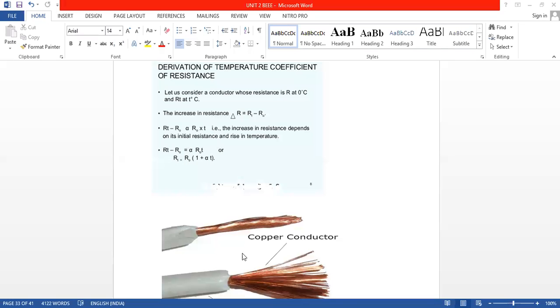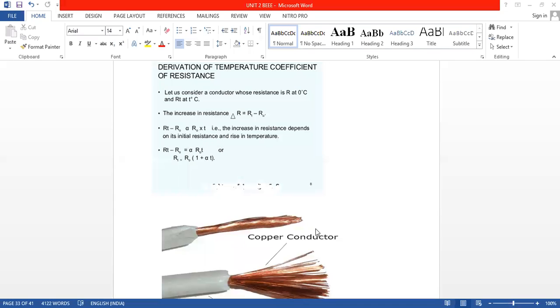So how do we start the derivation? Let us consider a conductor. The initial resistance at 0 temperature is R0, and at the new temperature after a certain period of time the resistance is Rt. So the change in resistance delta R is equal to Rt minus R0. Now, Rt minus R0 is directly proportional to resistance into temperature. When a conductor is heated up, there will be a change in resistance proportional to the change in temperature. Whenever temperature increases, resistance also increases. Therefore the change in resistance is directly proportional to the initial resistance R0 into temperature. That is, the increase in resistance depends on its initial resistance and the rise in temperature.